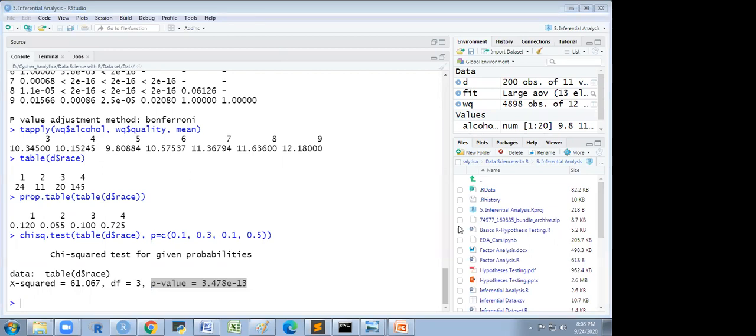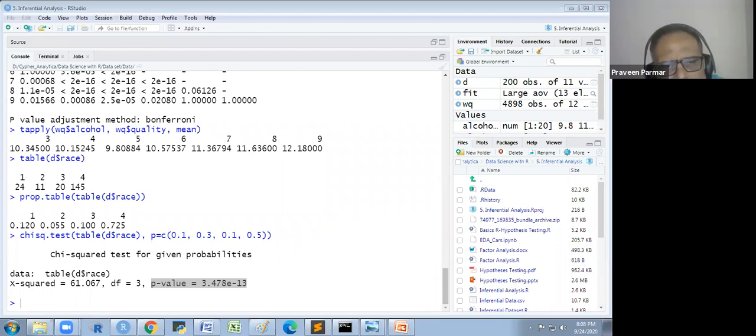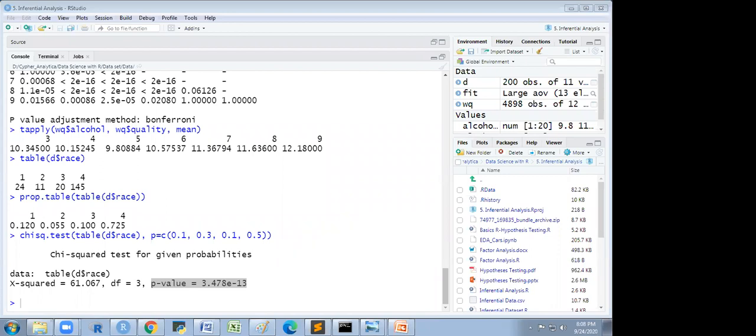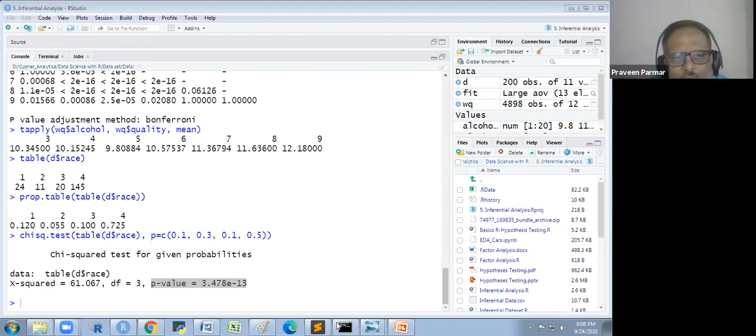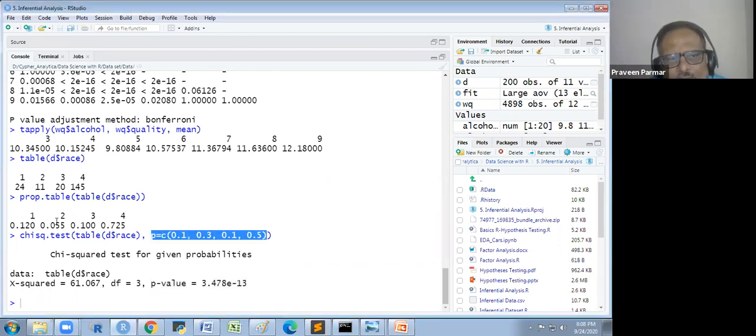Sure. Yeah, Remy. In your script, you have written table D-rays compared to the probabilities 0.1, 0.3, 0.1, and 0.5. But the D-rays contain the frequency, not the proportion. Now, this we have taken from our side. This is not in the question. We want to see whether this distribution fits here or not.